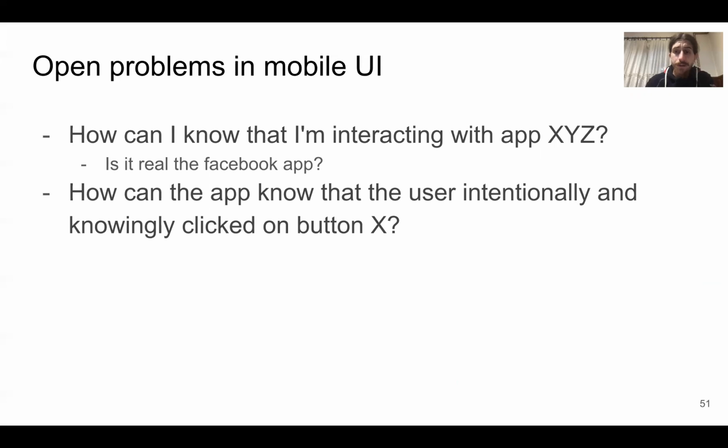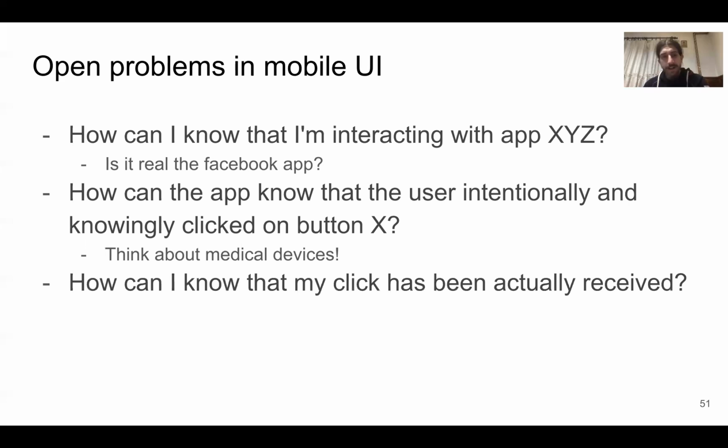Or how can the app know that the user intentionally and knowingly clicked on button X? For example, let's say you are the Facebook app and the user clicks on share. How do you know that the user really wanted to press the share button and it was not a clickjacking attack? And screw Facebook, right? But what about medical devices? In the future, these mobile phones are going to be able to control sensitive devices such as medical devices. They're going to be able to say, please inject another dose of insulin, for example. A click in this case that the user didn't want to make could be very dangerous.